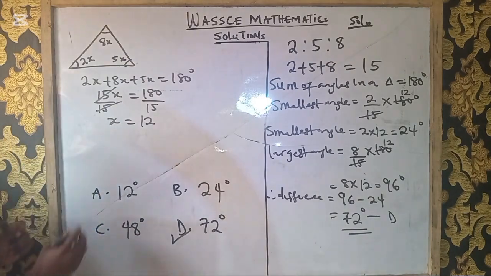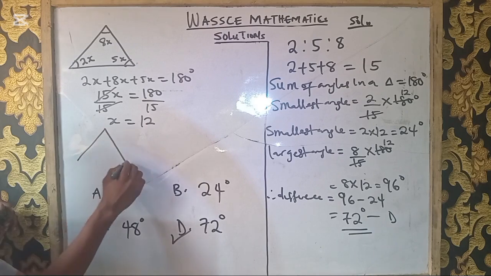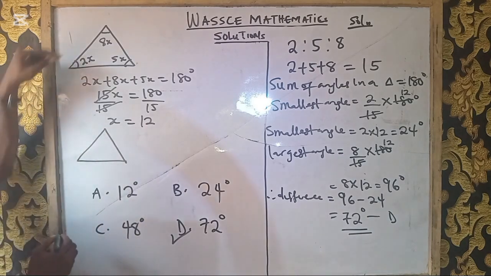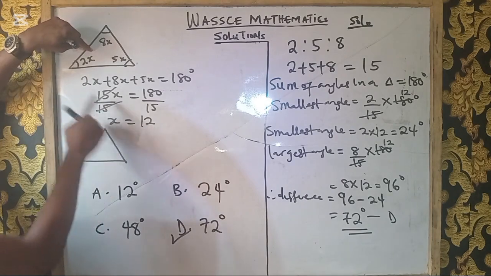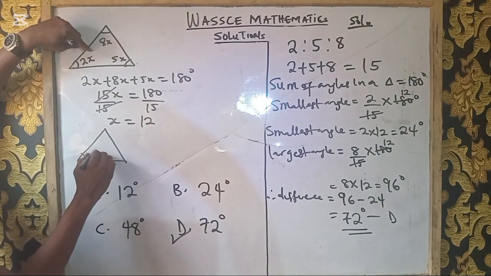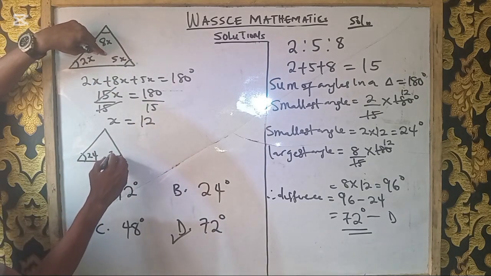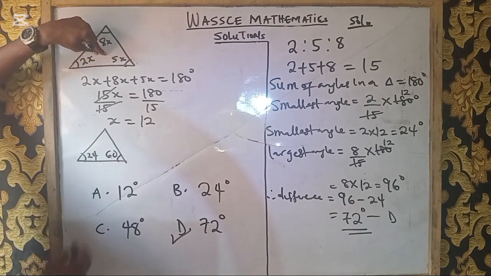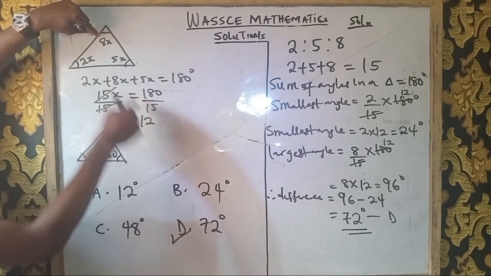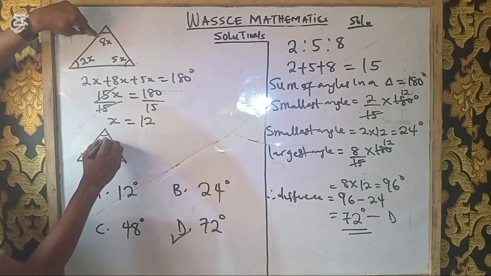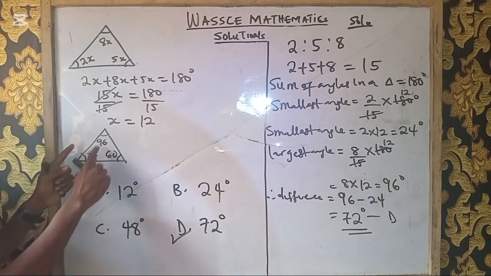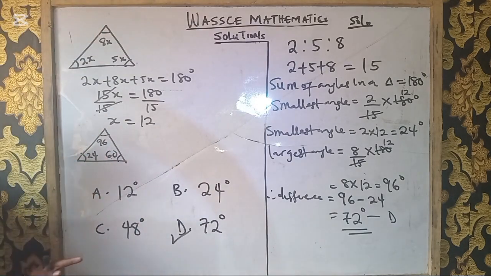So my triangle will now look like this. This is 2x, and I've gotten x to be 12. That means 2 times 12 will be 24. This is 5x, which means 5 times 12 will be 60. Yeah, it's 60. So 8 times 12 will give us 96. So by the time you sum the angles inside together, they'll be 180 degrees, to conform to this law which is 180 degrees.